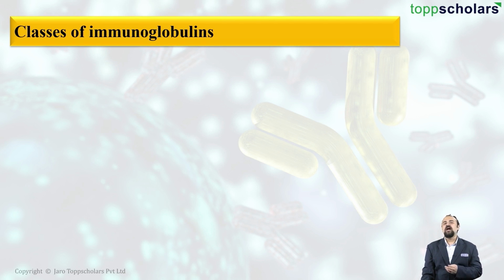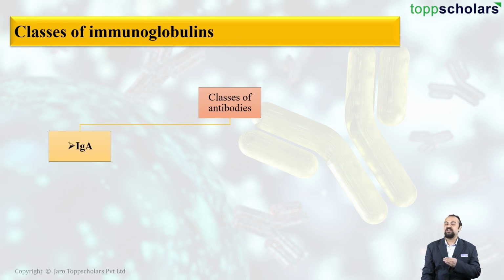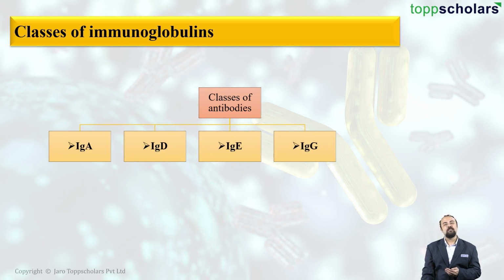Now, let us take a look at the various types, or I can say the various classes of antibodies, also called as immunoglobulins. Let us take a look. We have the various classes called as IgA, that is immunoglobulin A. Similarly, we have IgD. Next, we have IgE, followed by IgG. And finally, students, we have IgM. So, always remember, these are the 5 classes of immunoglobulins: IgA, IgD, IgE, IgG, and IgM.